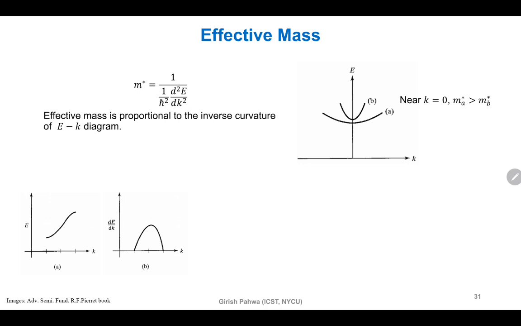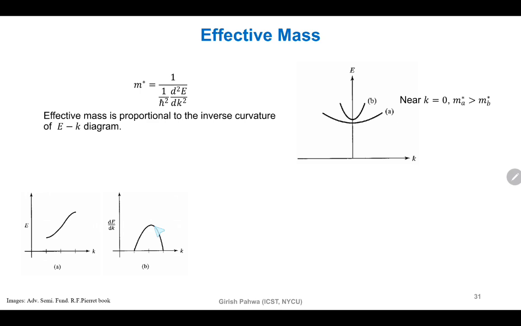What will be the plot of d2E by dk square, by the way? So you differentiate this curve one more time. You take the slope here. Is this slope positive or negative? Positive, right? What about this? You will have a tangent like this, so this will be a negative slope. Theta greater than 90 degrees, negative slope. Theta less than 90 degrees, positive slope. And what will be the slope here? 0.